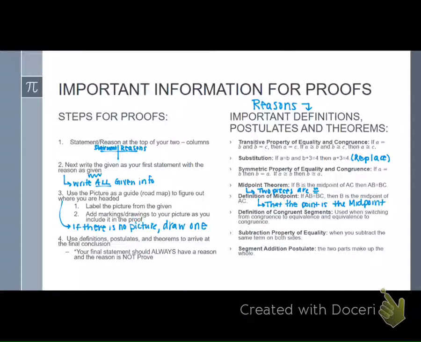Definition of congruent segments is used when switching from congruence to equivalence and equivalence to congruence. So, for example, if I have A is congruent to B, I can switch that to A equals B with the definition of congruence. Or if I have A equals B, I can say A is congruent to B by the definition of congruent segments.